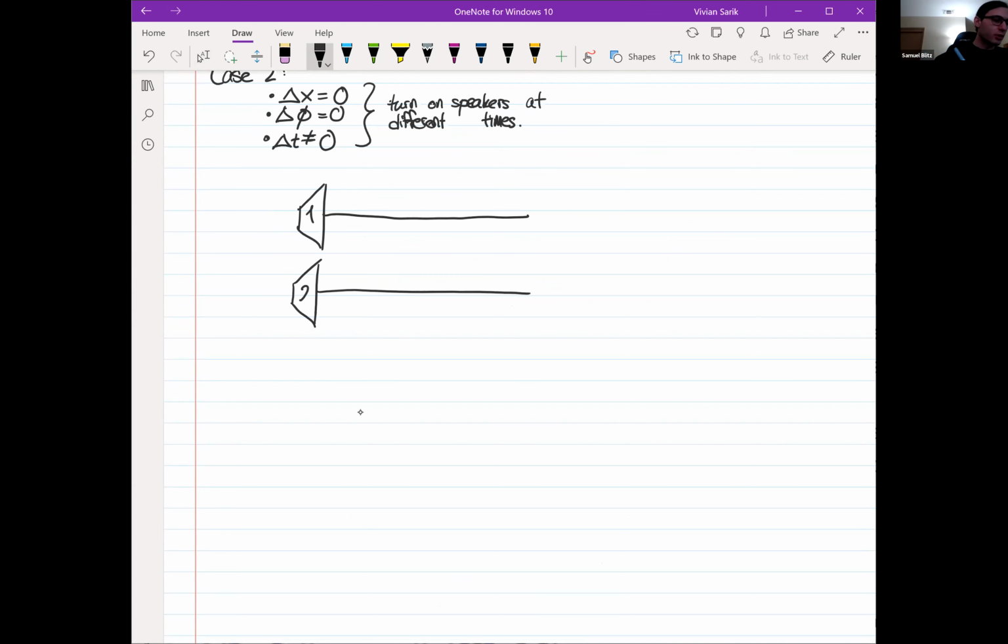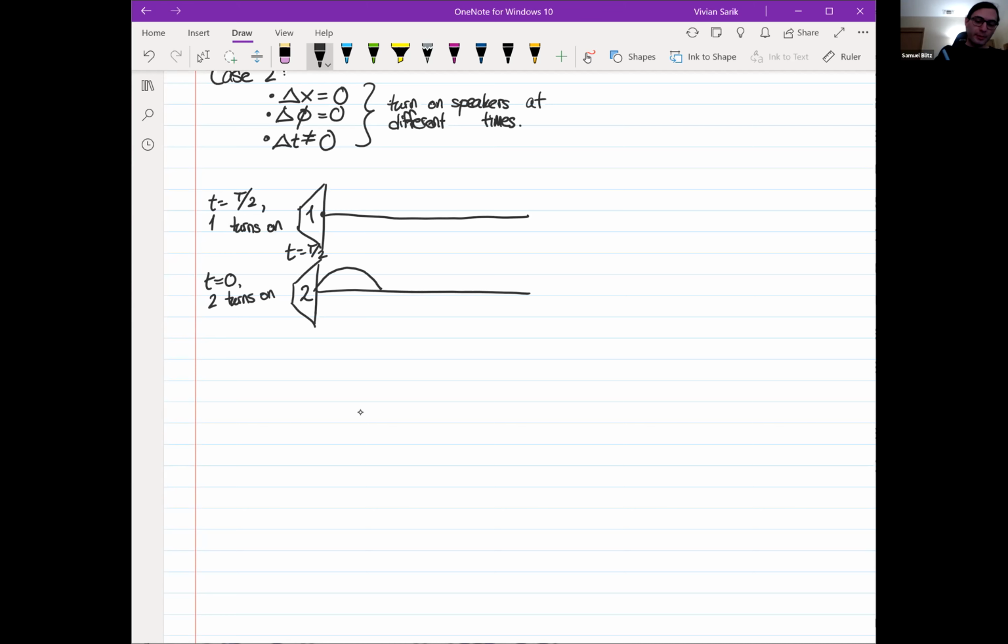So at t equals half a period, 1 turns on, and 2 turned on at t equals 0. So at half a period, so at t equals T over 2, 1 is just starting out. So it just barely has anything there. But speaker 2 has emitted a little wave, right? Because it's been on for half of a period.